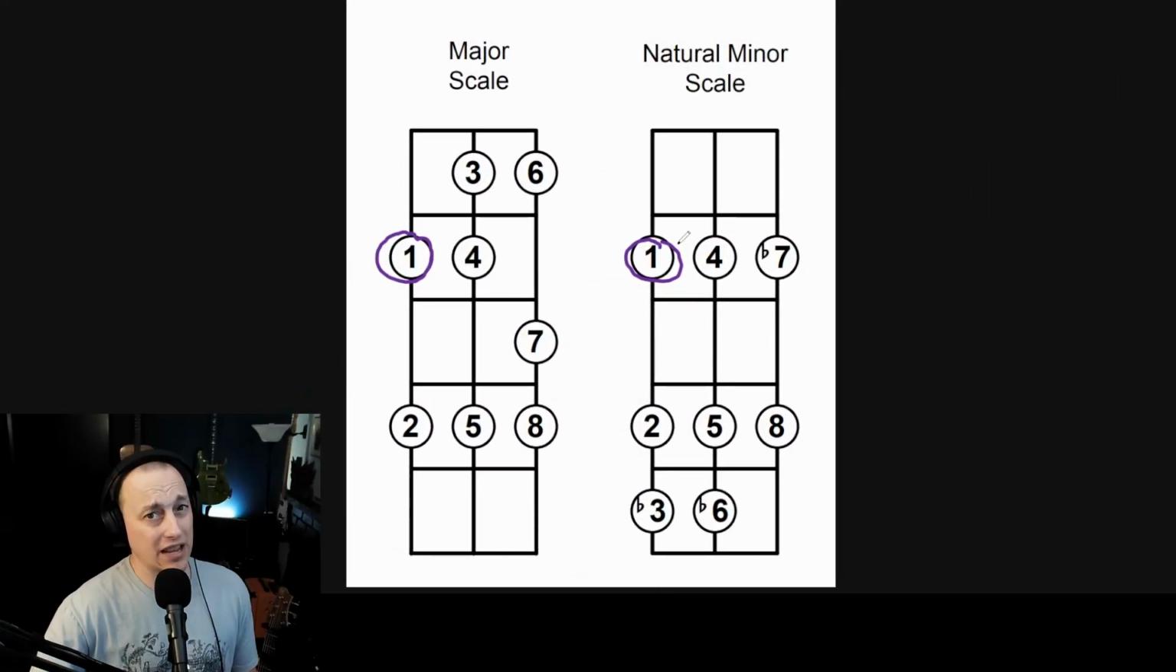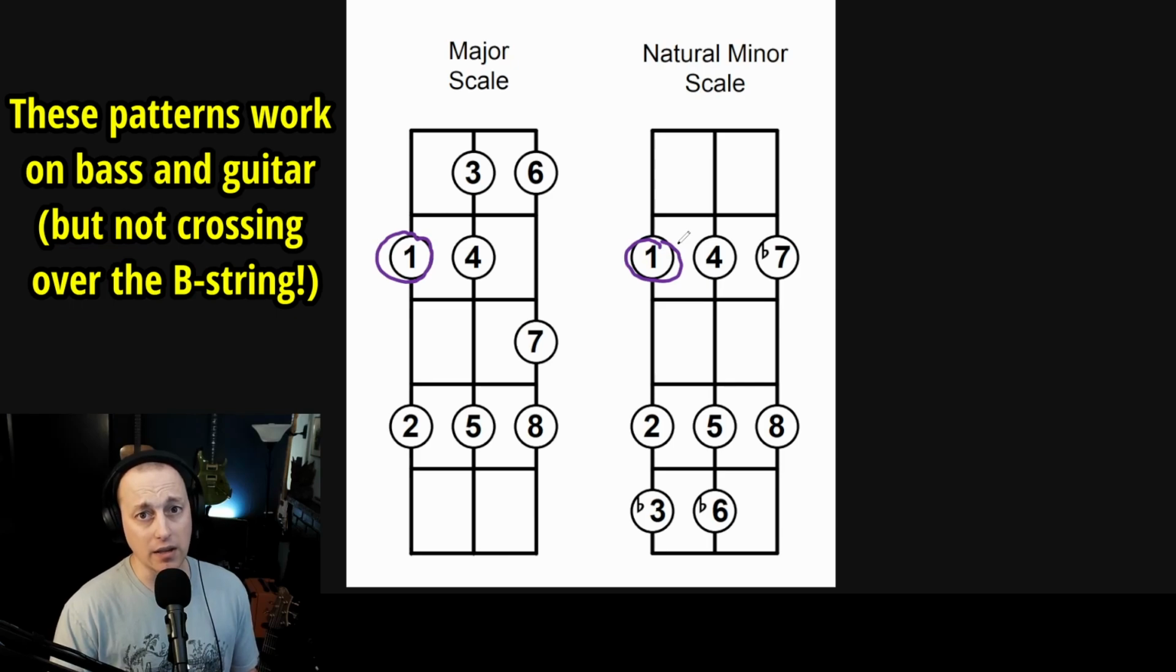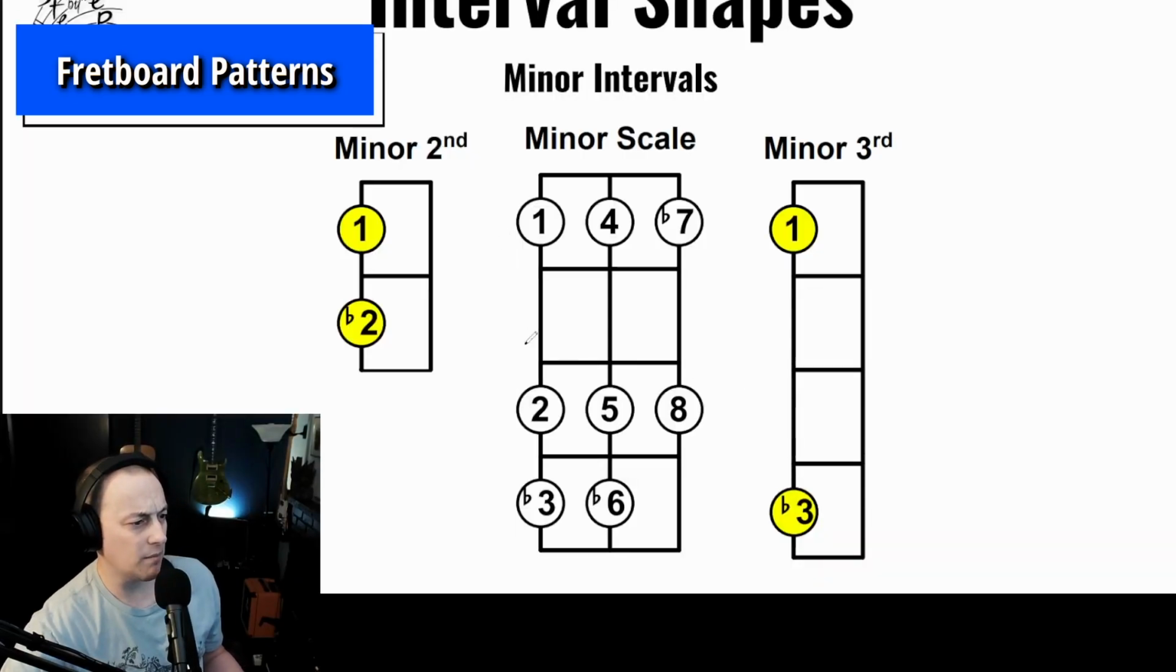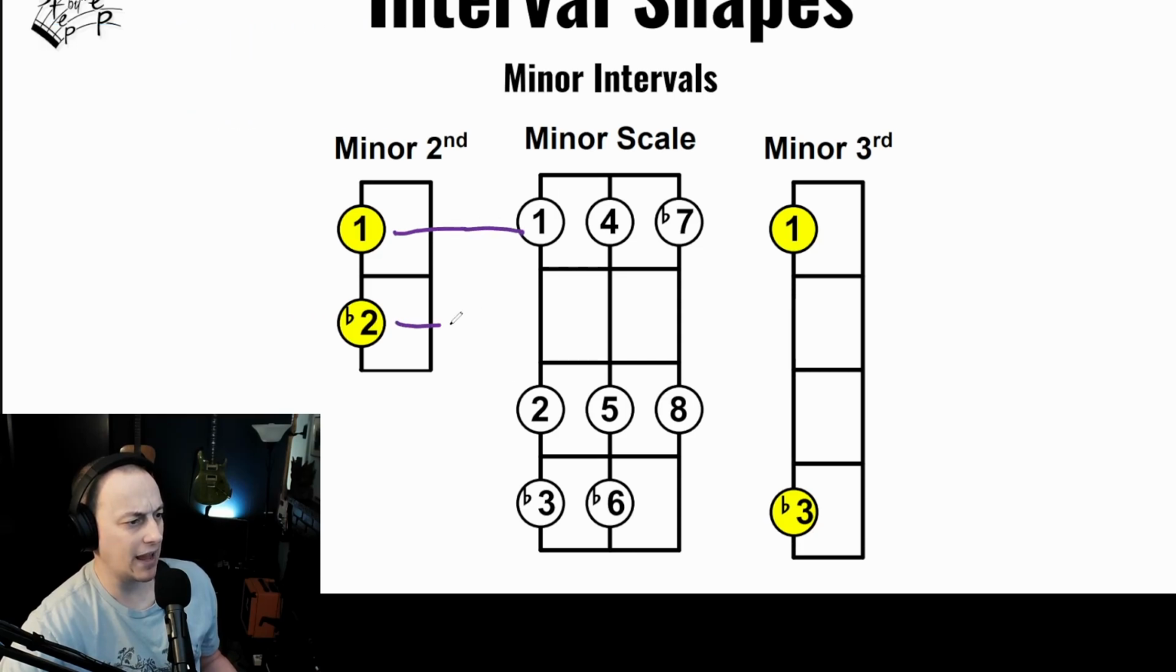By the way, of course, everything I'm teaching you today, fretboard wise, is good on the bass, any number of strings. It's also good on the guitar as long as you're not crossing the B string. That's where things get weird. Before we wrap up today, I want to show you these interval patterns on the bass and guitar fretboard. Now we talked about the minor scale not having a minor second, and so I look at where the 1 is and I look at where the flat 2 is, and of course those are not in the same place, but we do see the 2 on the minor scale.